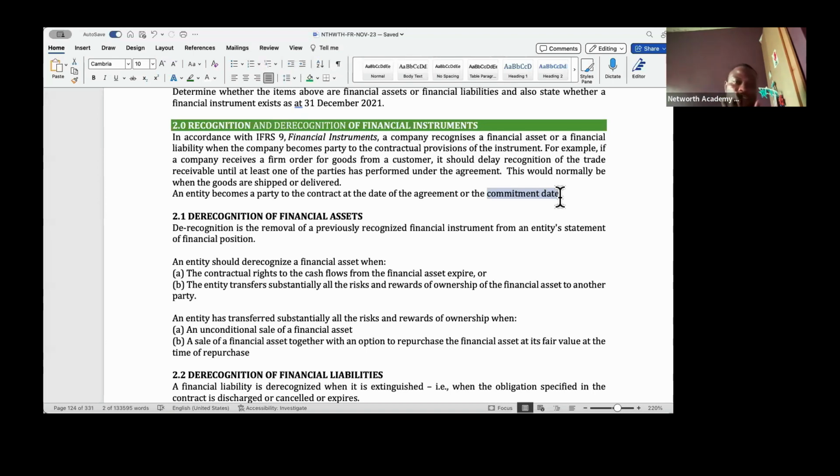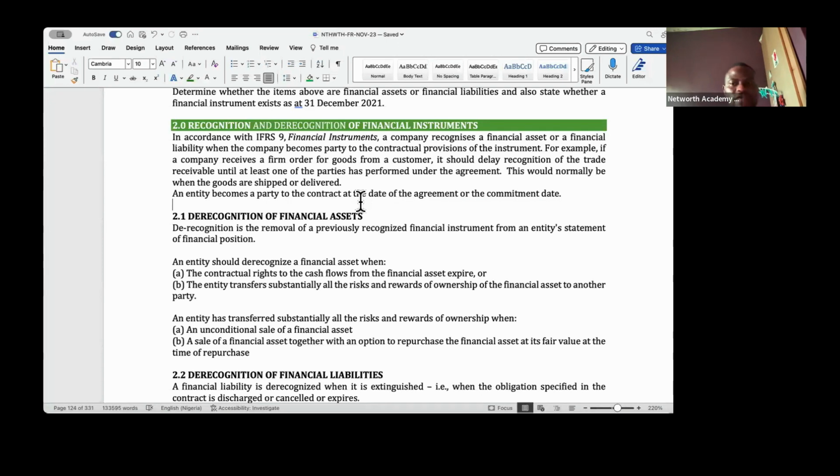But for financial assets now, how would you recognize a financial asset? Because for you to have a financial asset, you would probably be the investor. You would probably be the one parting away with money. So you would obviously be crediting bank, and you would have to debit a financial asset, right?